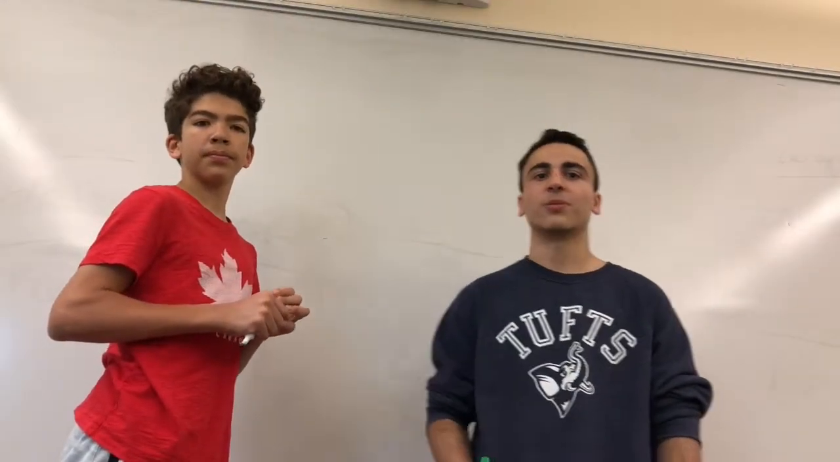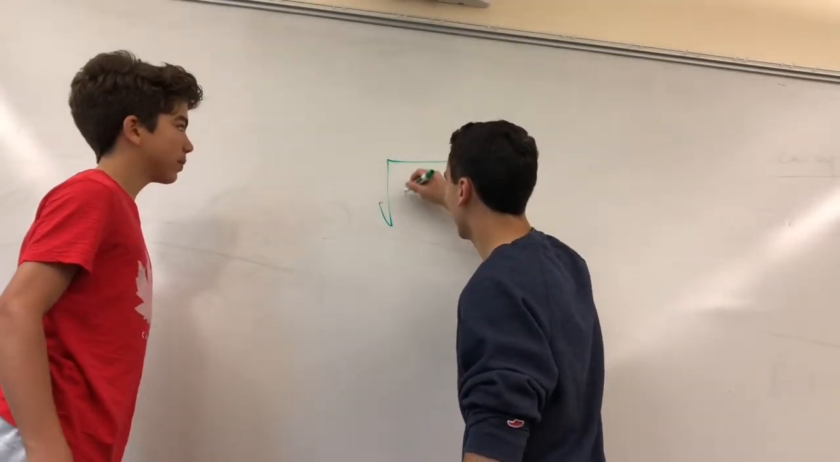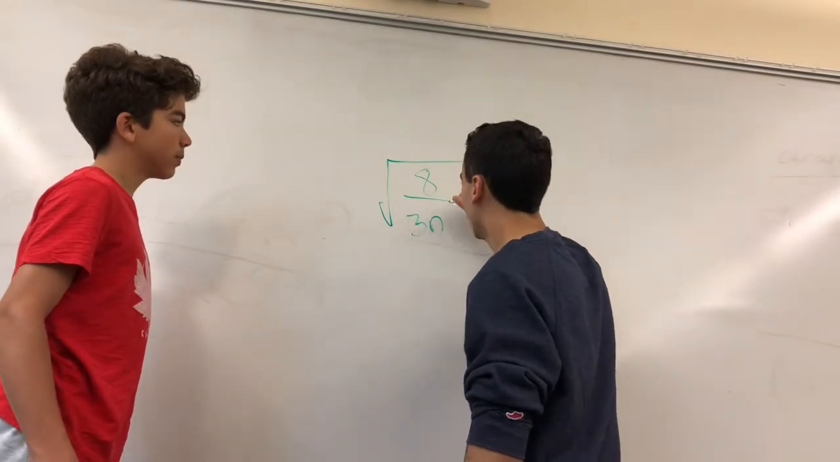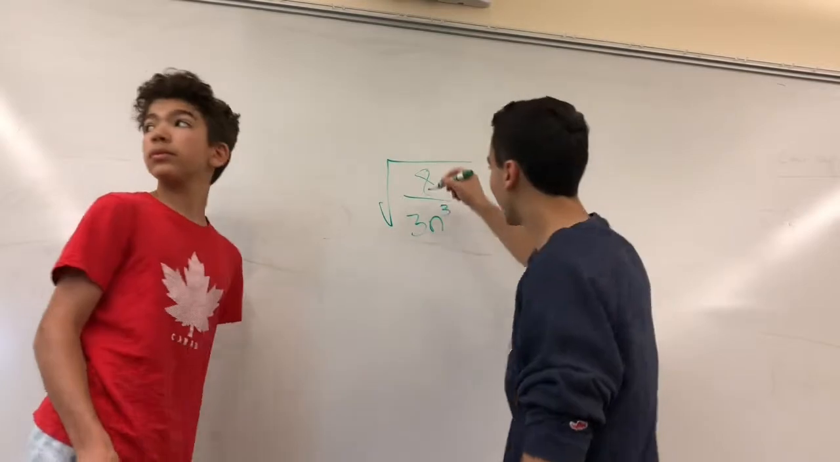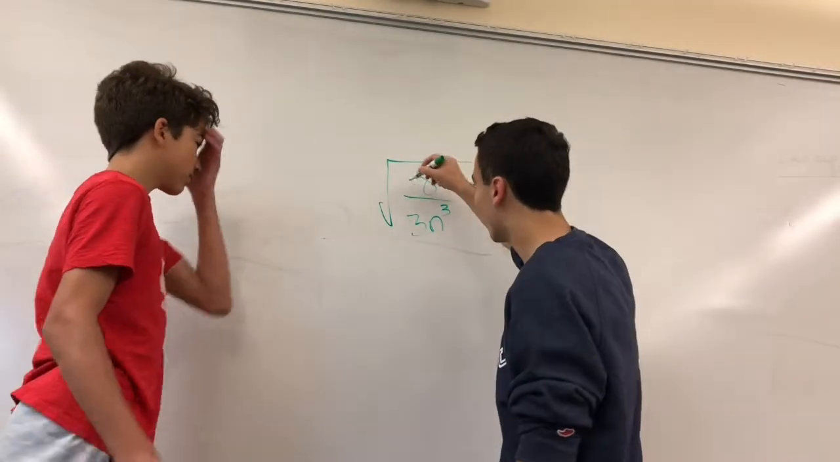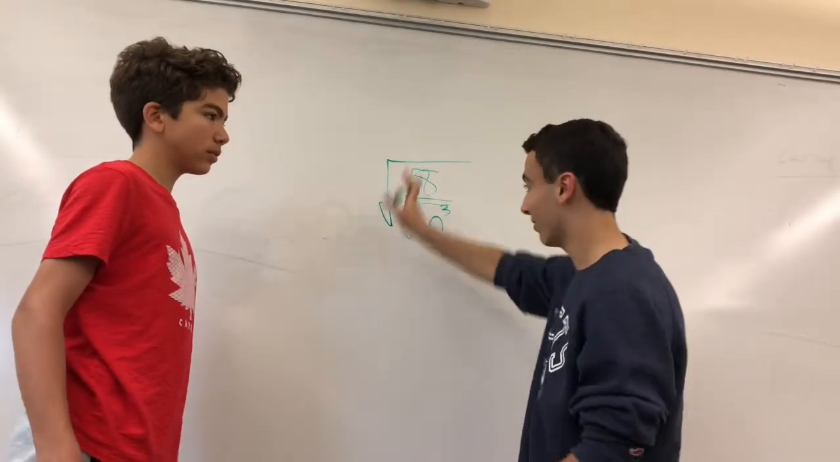The next problem we will complete is quite similar to the other one. It is the square root of 8 over 3 to the third power. Now, if you remember what we did before, to make it easier for yourself, put this in the square root and this in the square root, as it's all technically in the square root.